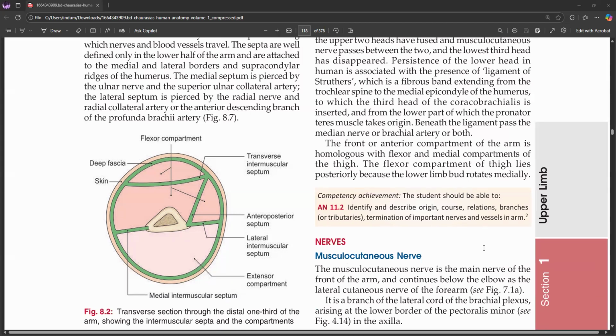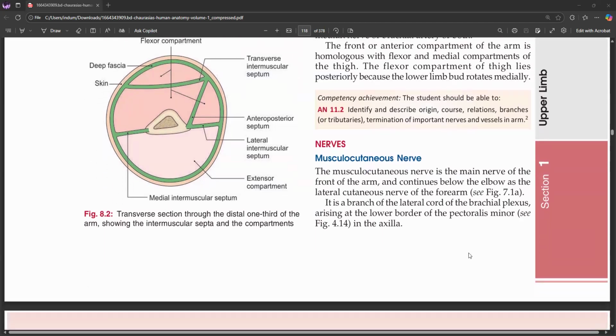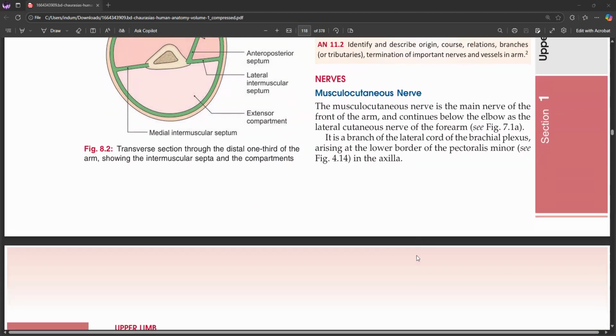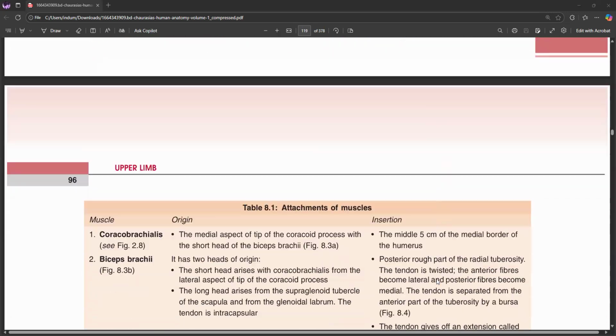The front or anterior compartment of the arm is homologous with the flexor and medial compartments of the thigh. The flexor compartment of the thigh lies posteriorly because the lower limb bud rotates medially. Nerves. Musculocutaneous nerve. The musculocutaneous nerve is the main nerve of the front of the arm and continues below the elbow as the lateral cutaneous nerve of the forearm. See figure 7.1a. It is a branch of the lateral cord of the brachial plexus arising at the lower border of the pectoralis minor. See figure 4.14 in the axilla.